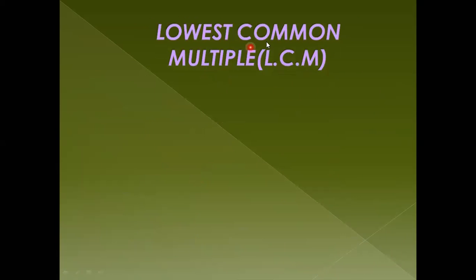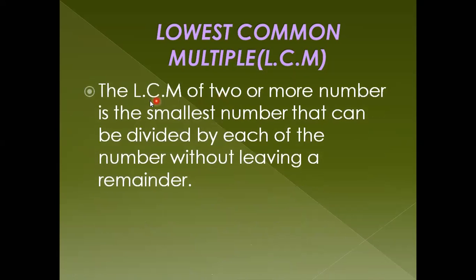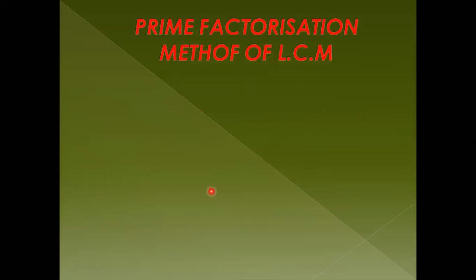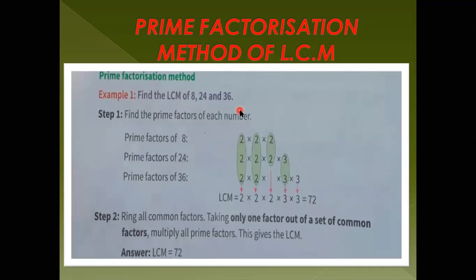Next, the lowest common multiple, that is LCM. How will we find the LCM? The LCM of two or more numbers is the smallest number that can be divided by each of the numbers without leaving a remainder. Lowest means the smallest number. Now let us see how we will find the LCM by the prime factorization method of LCM.